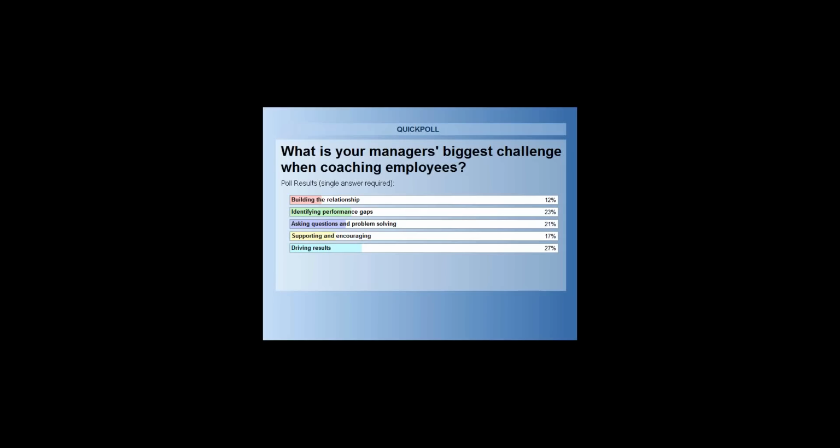It looks like 27% said driving results, 23% identifying performance gaps, 21% asking questions, 17% supporting and encouraging, and 12% building relationships. Yeah, that is really interesting. And like I said, I didn't really know what to expect. I am a little surprised that driving results got the most votes, but not by a lot.